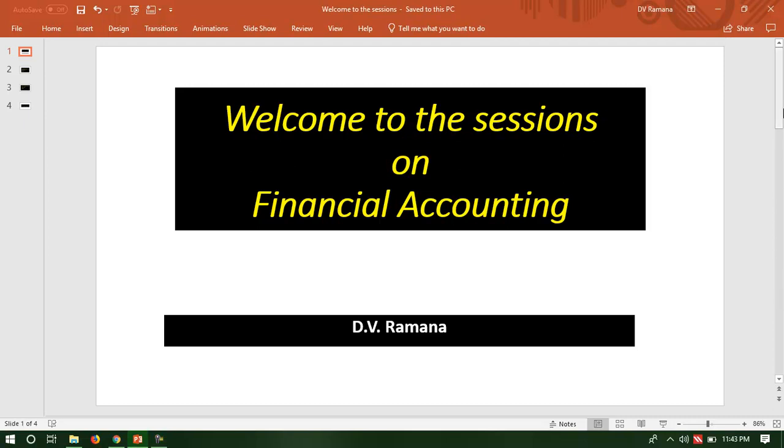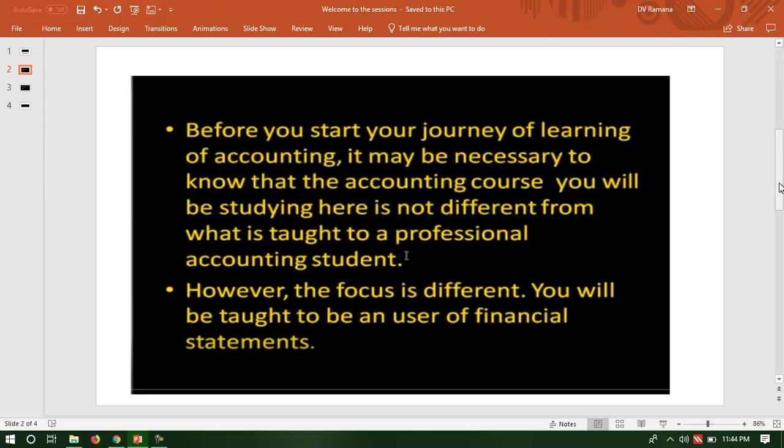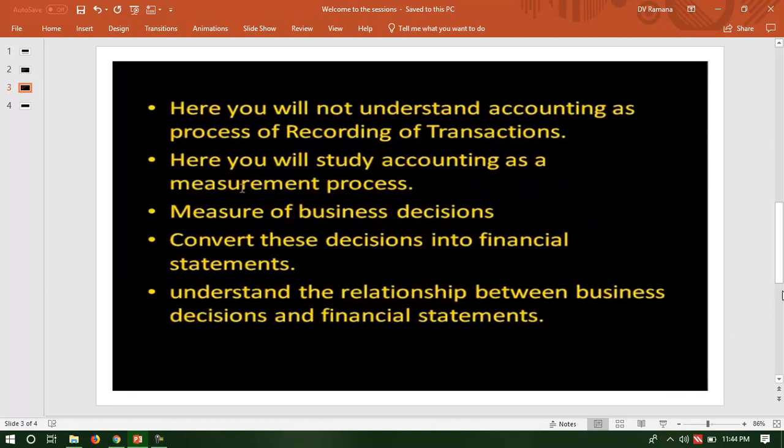Before you start the journey of financial accounting classes, it may be useful and necessary to know that the accounting course that you will be studying here is not in any way different from what is being taught to a professional accounting student. However, the focus is different. You will be taught to be a user of financial statements rather than the preparer of the financial statements.